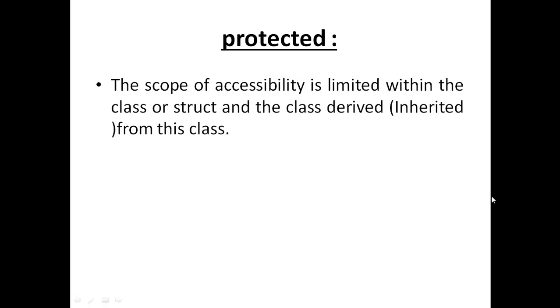The next is protected. The scope of accessibility of protected is limited to within the class or struct and the classes derived from this class. It means if you have classes A, B and C, where A is the super base class, B is derived from A and C is derived from B, and you have declared any function in A as protected, then you can't access that function in C, but you can access that function in B which is directly inherited from the base class.